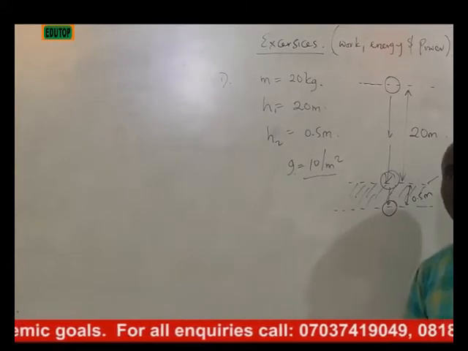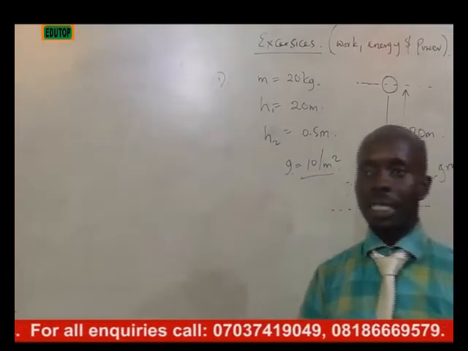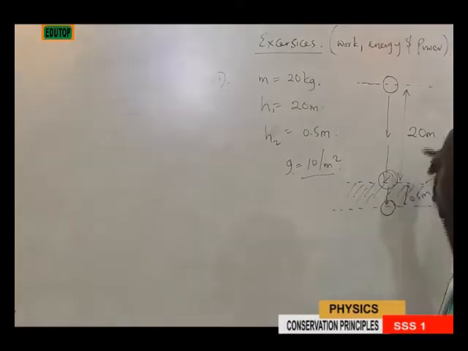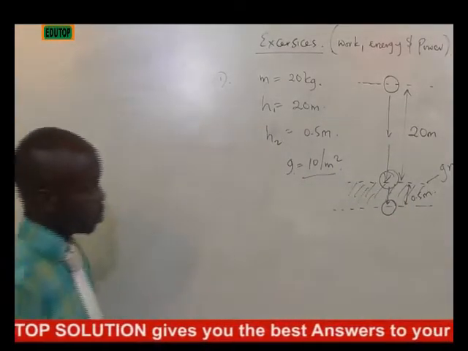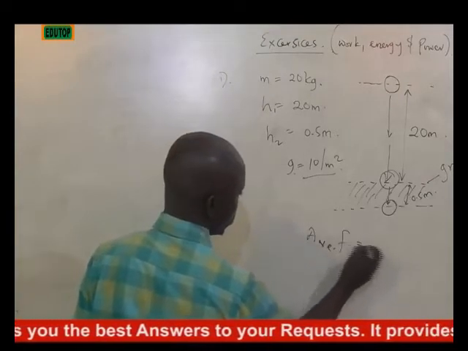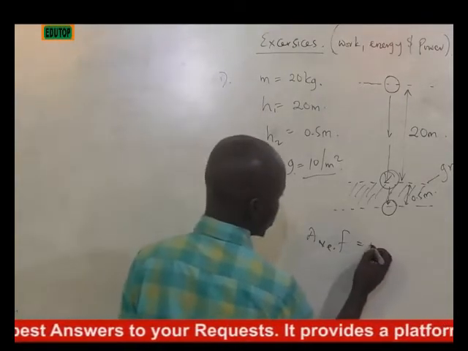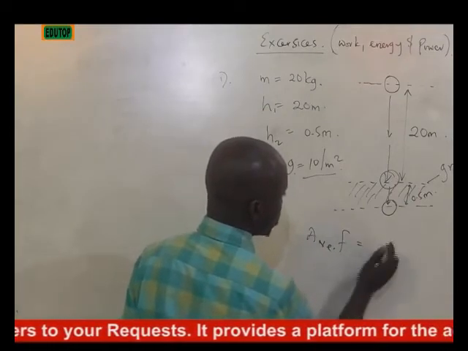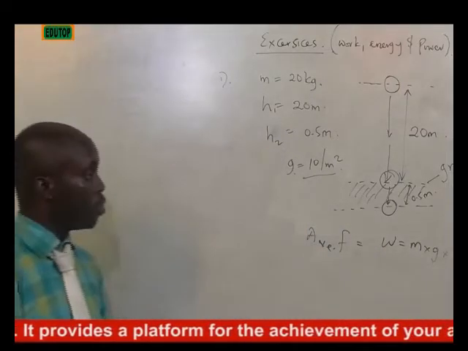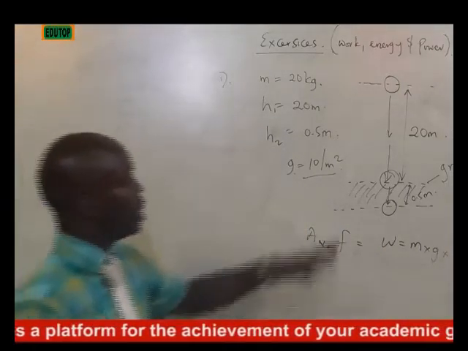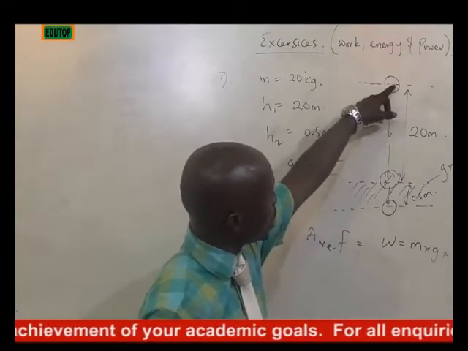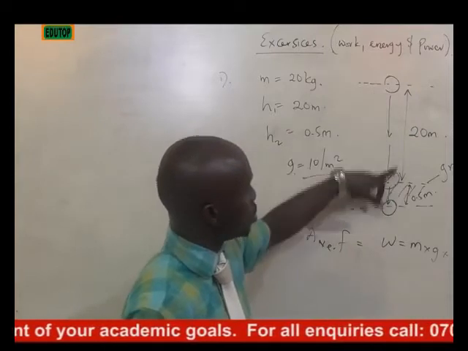You are told here to calculate the average force exerted by the sand in bringing the body to a stop. Now, what do you do here? The first thing you need to do is to calculate. For me to get my average force, force is given as your work done. Let's first look at the work done. Work done is mass times g times height. You must get your work done first. The work that is performed by the body, from falling from this height to this height.